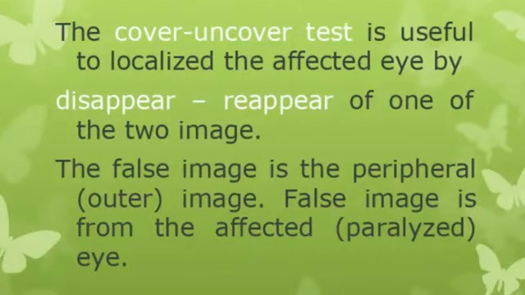The cover-uncover test is useful to localize the affected eye by reappearance of one of the two images. The false image is the peripheral outer image. The false image is always coming from the affected paralyzed eye.